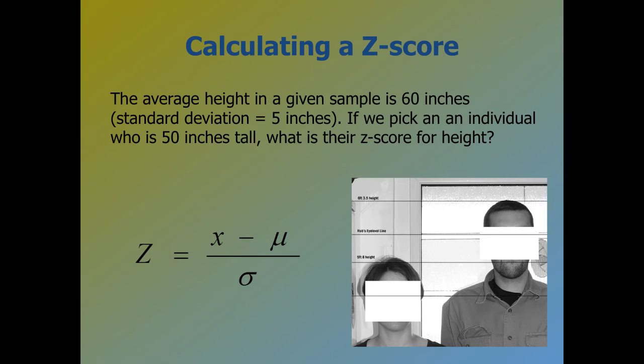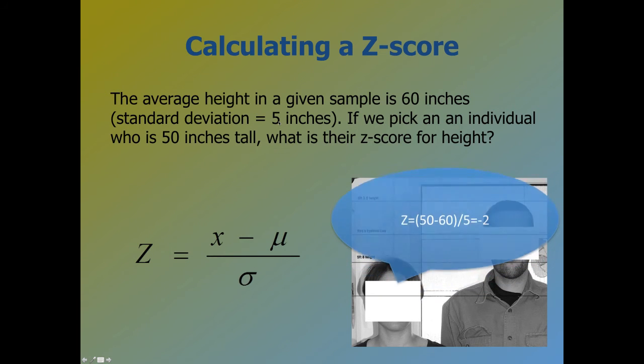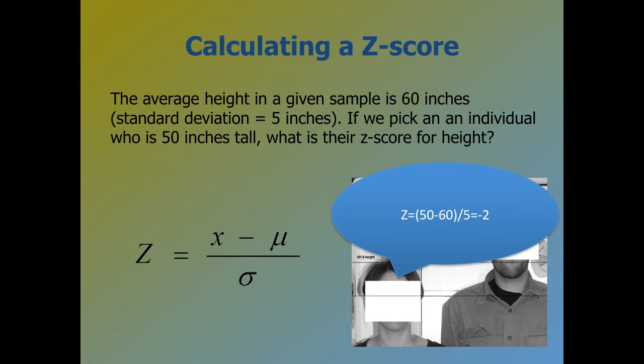So right here we got the formula. We're going to try to figure out the z-score to see how a person who is 50 inches tall fares compared to the average, which is 60 inches tall. So if we plug this in, it would be 50 minus 60 over 5, which is the standard deviation. And pretty much you're going to get a -2. That means a z-score of -2.